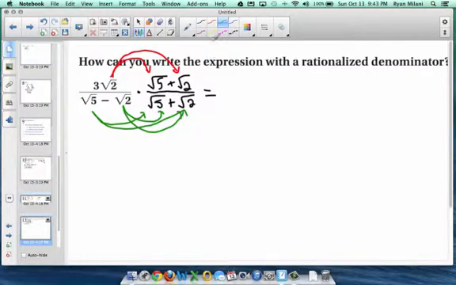So let me grab my red marker. I'll do the top in red since my arrows are in red. 3 square root of 2 times square root of 5 is going to get me 3 square root of 10.